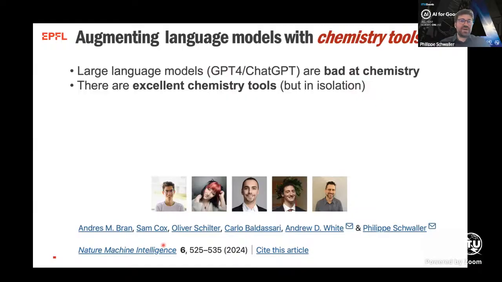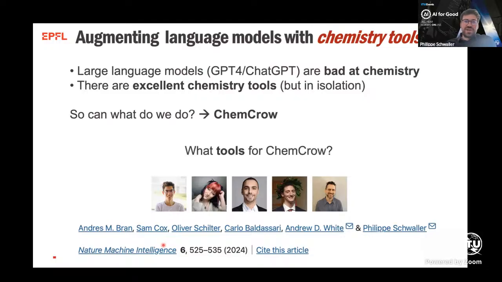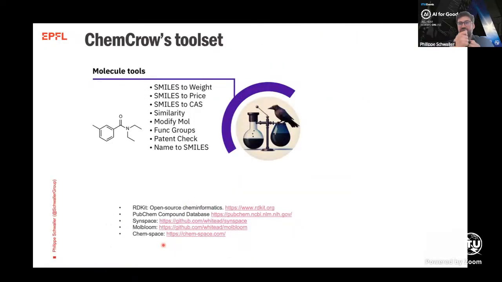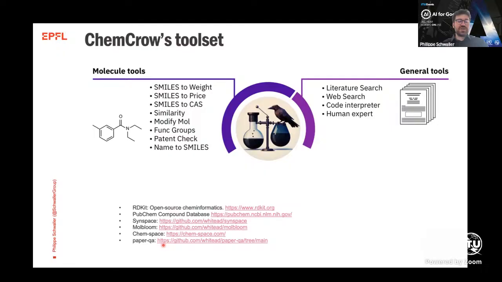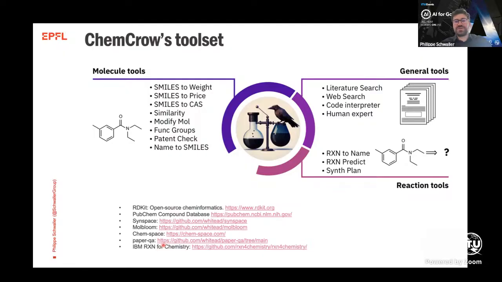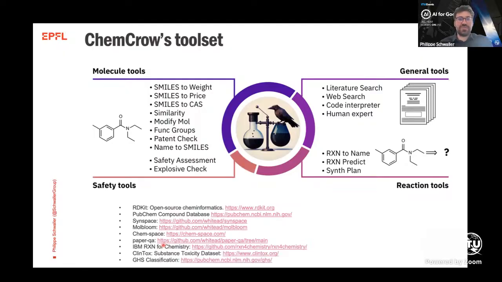So what we came up with is ChemCrow, and crows because they are known to use tools very well. We added tools to a language model from the molecular side, most of them calculating some properties, comparing two molecules, looking if they are similar, modifying them, checking the functional groups, checking the novelty, and so on. Then we had some general tools, like literature search, paper QA, web search, code, and the human expert, then some reaction related tools, and in the end, also some safety tools to put some guardrails on top of that model.